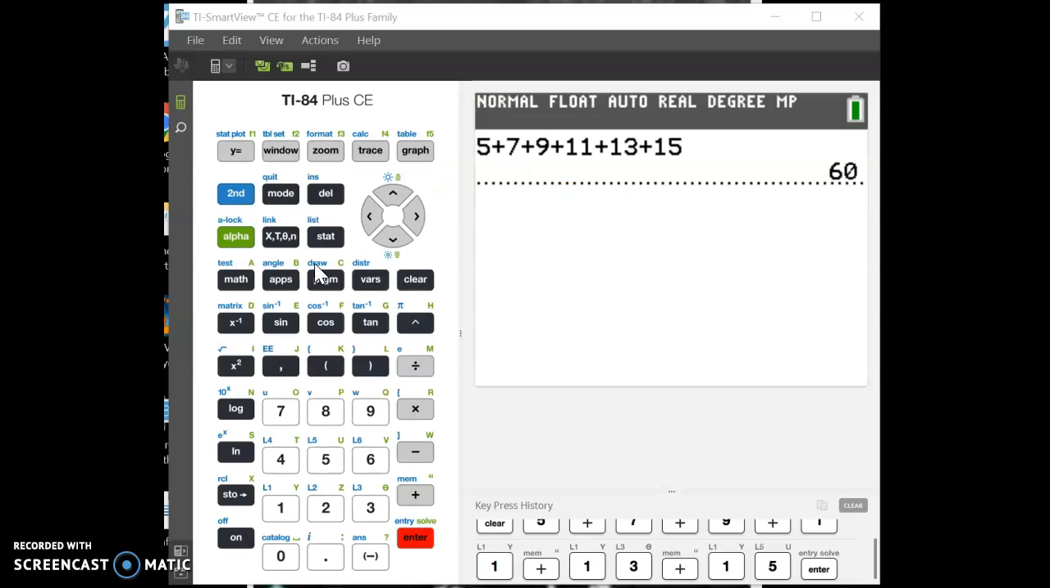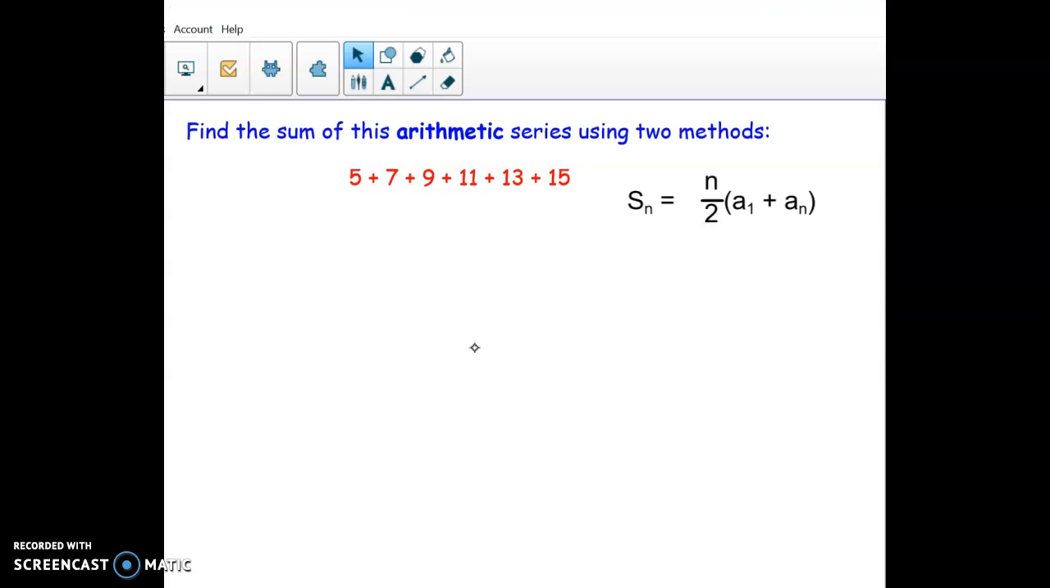Okay, so one way to do this would be just to type them all in on our calculator, right? And we can see that the sum of that series is 60. All right, so we know that our answer is essentially going to be 60. That's the sum. But let's try it now with the formula.